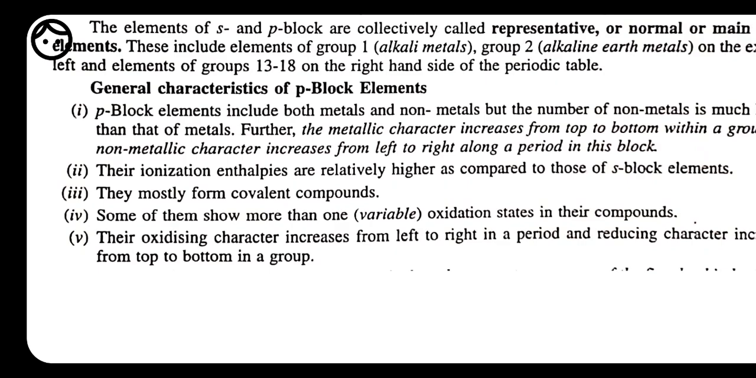First, talking about the electronic configuration, the general electronic configuration of the p block is ns2 np1 to 6. It means s is always filled, and because it belongs to the p block, the p orbital has either 1, 2, 3, 4, 5 or 6 electrons. Okay, so the electronic configuration of this block is taken as ns2 np1 to 6.